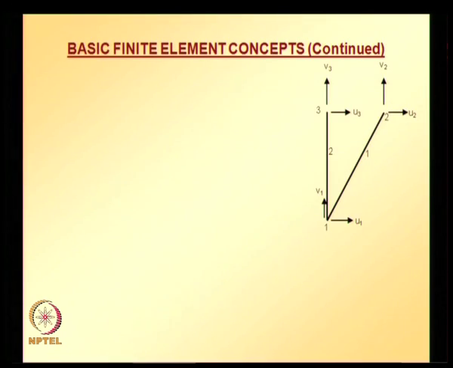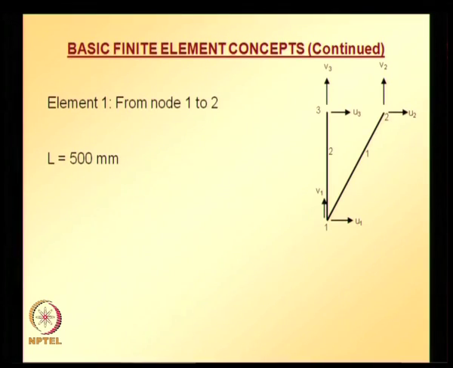So for element 1 the node numbering is given in such a way that the element goes from node 1 to node 2, and the distance between node 2 and node 3 is given as 300 millimeters, and the distance between node 1 and node 3 is given as 400 millimeters. So it turns out the distance between node 1 and node 2 is 500 millimeters. So length of this element is 500 millimeters.